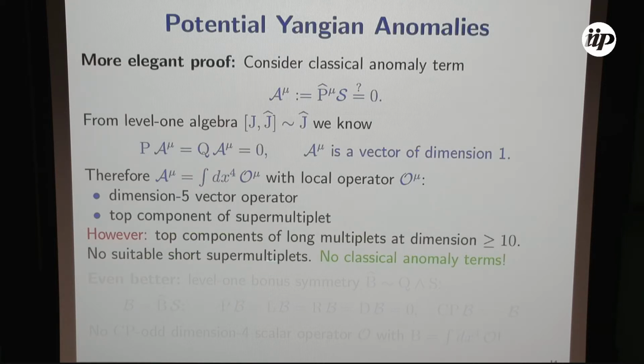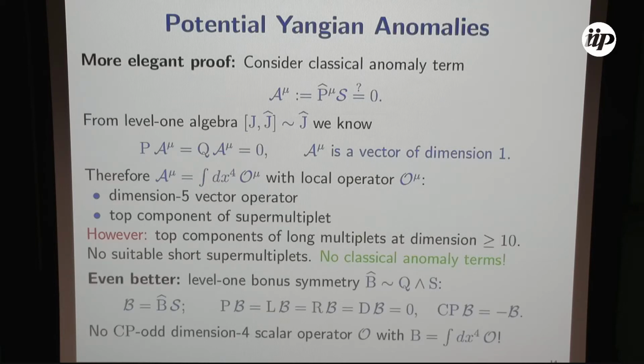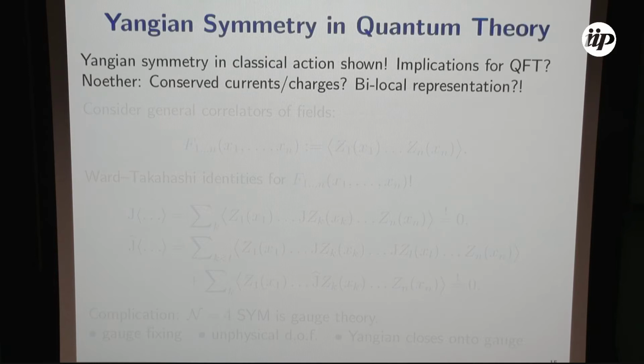And then you can look at short supermultiplets, but there are actually no short supermultiplets which could give rise to such an operator, and that means classically there cannot be any anomaly. This thing simply doesn't exist, and therefore it has to be 0. There's nothing that transforms in this way by using the fields of N=4 super Yang-Mills. There's even a better proof, which I'll skip.